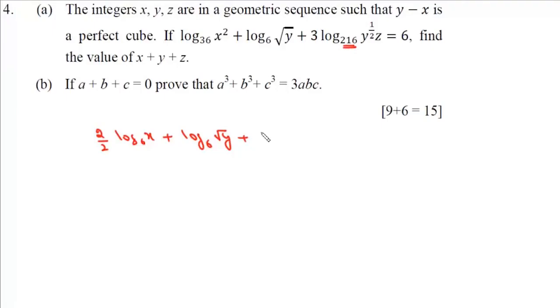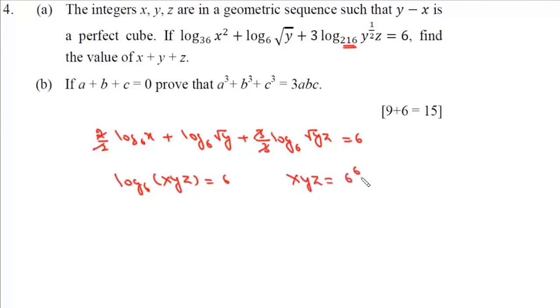Now 3 and 3 will cancel, so it will be 3 by 3 log under root y into z and it will be equal to 6. Now this 3 by 3 will cancel, 2 and 2 will also cancel. So we can write this as log xyz will be equal to 6, or xyz is 6 to the power 6.